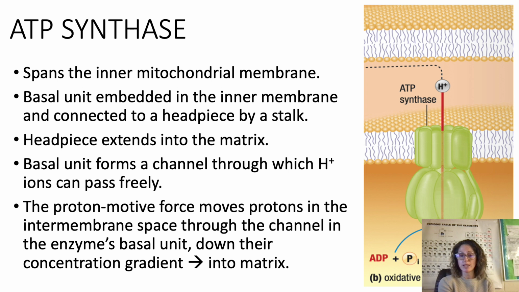So looking at the ATP synthase itself, this is at the very end, it spans the inner membrane. So this would be the intermembrane space. This is the outer membrane. This is the matrix. The basal unit is embedded in the inner membrane. It's connected to the headpiece, which extends into the matrix. This forms a channel for the hydrogen ions to pass through.